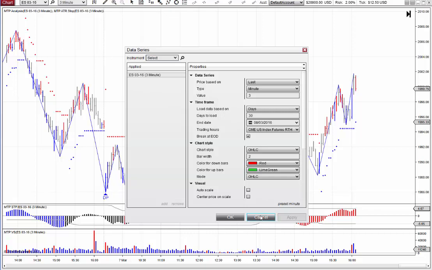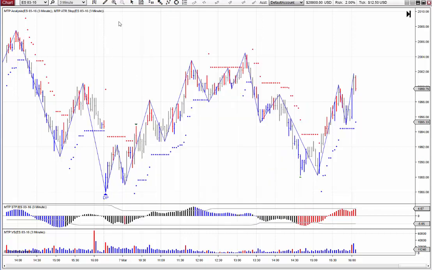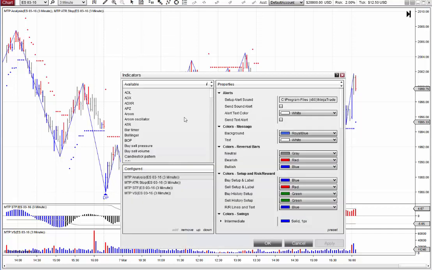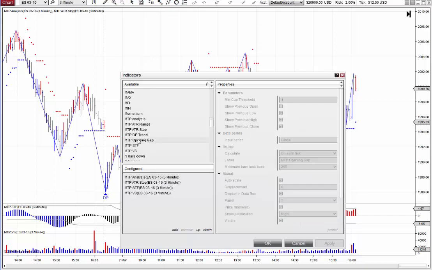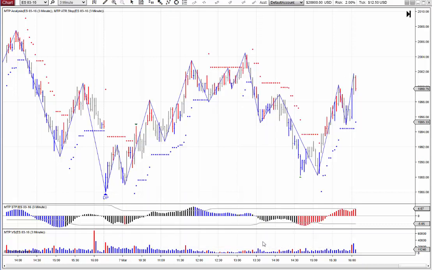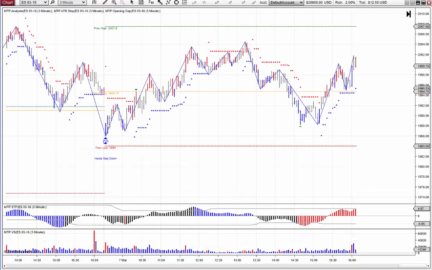So let's have a look at how you add this indicator. If you right mouse click, come down to indicators. Now if you scroll down to our MTPredictor indicators under MTP here, it's the MTP opening gap. So if I double click, that will add this on, and it's now added. If I do OK, it'll be added onto your chart.